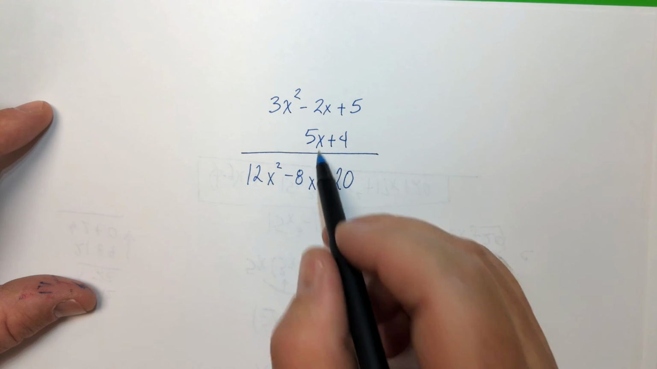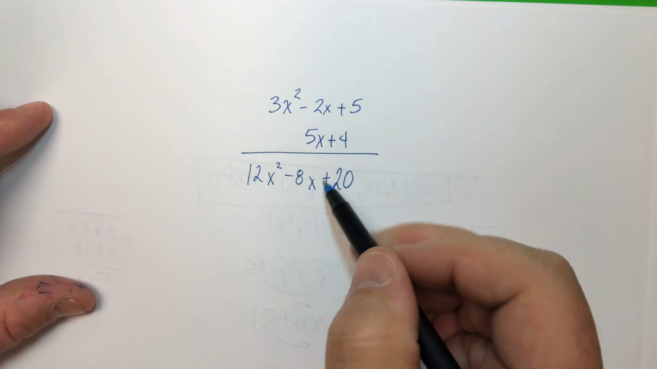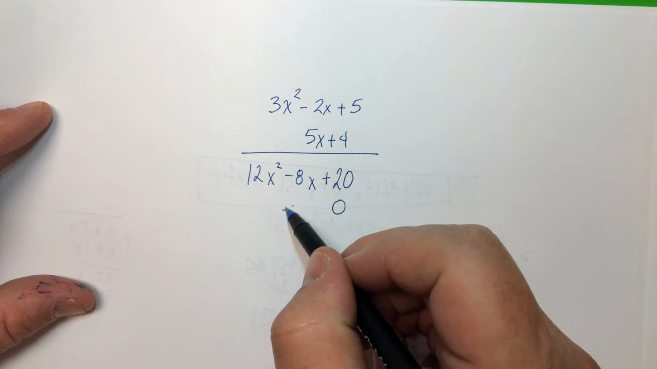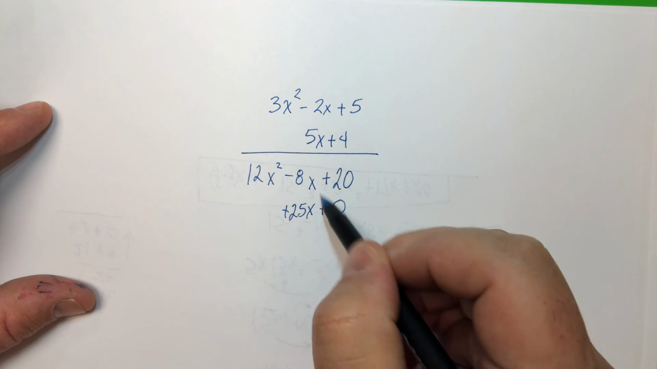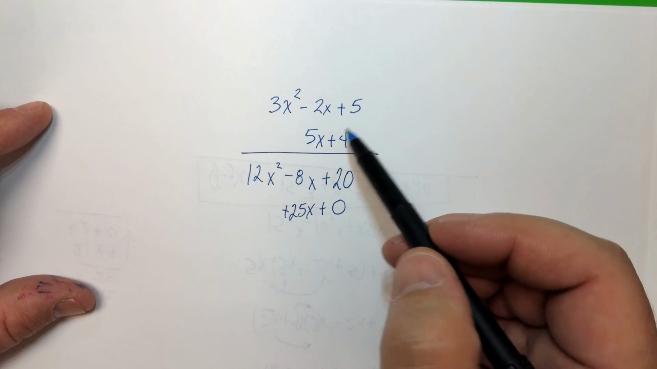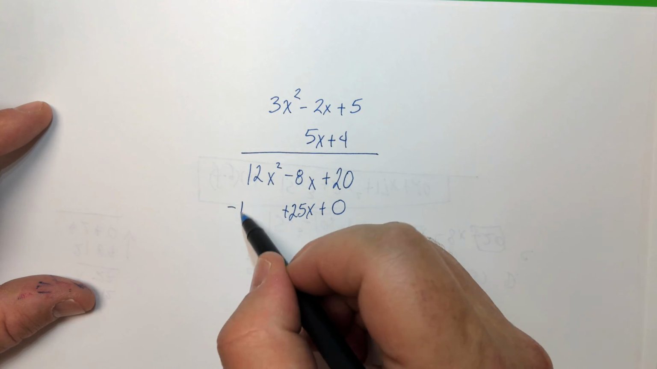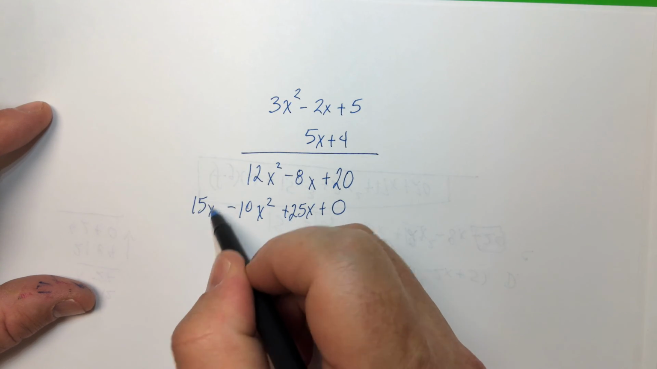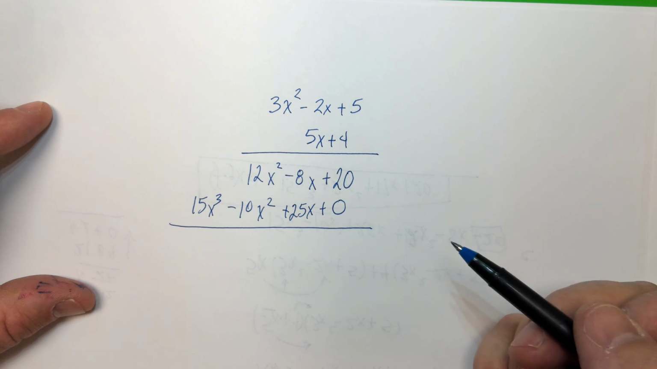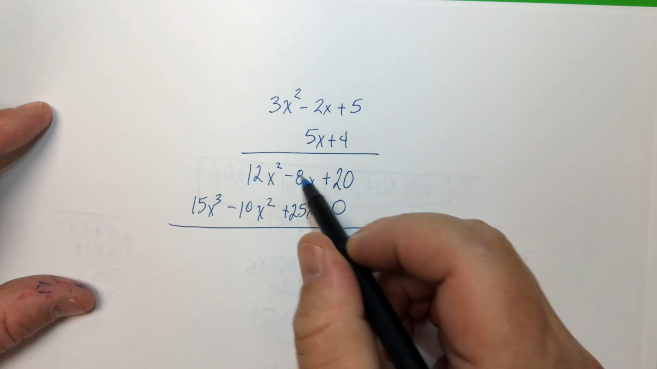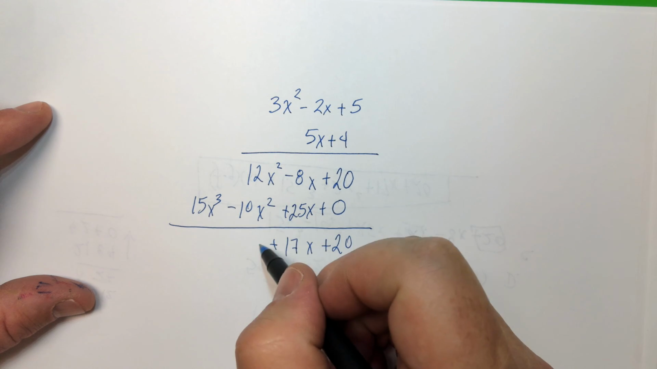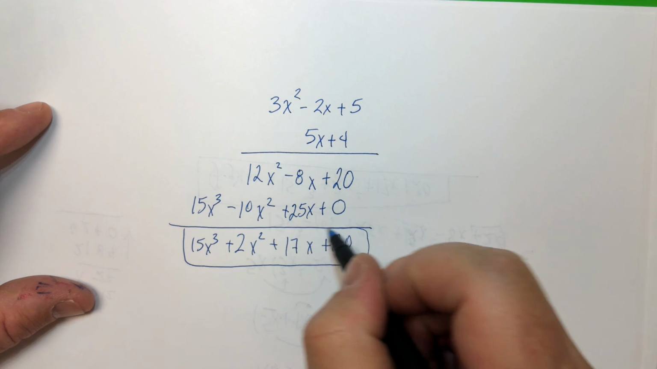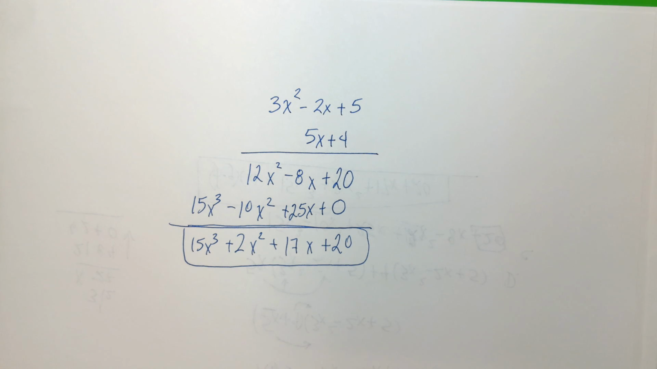Now the 5x, but you have to put a 0, right? Your placeholder. And check this out. You see how that's 25x? And you see how it's already lined up with this x right there? That's what we want. And now 5 times negative 2, that's negative 10x squared. And 5x times 3x squared, 15x cubed. Right? Add them up. 20, 17, 2, 15. Same answer either way. I think that's way easier. You can do it either way you want.